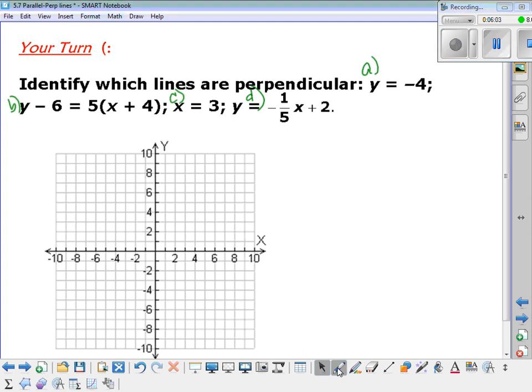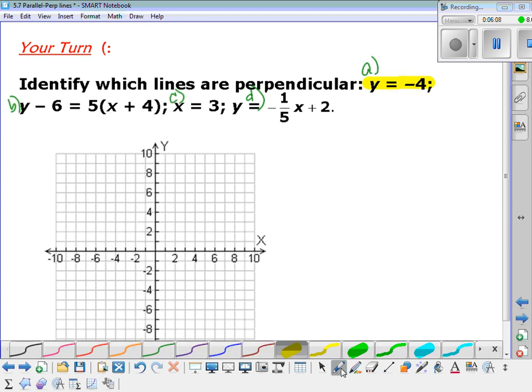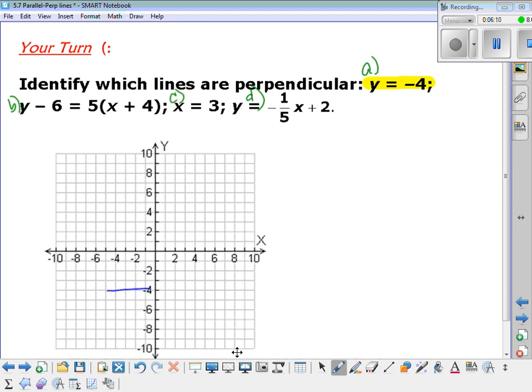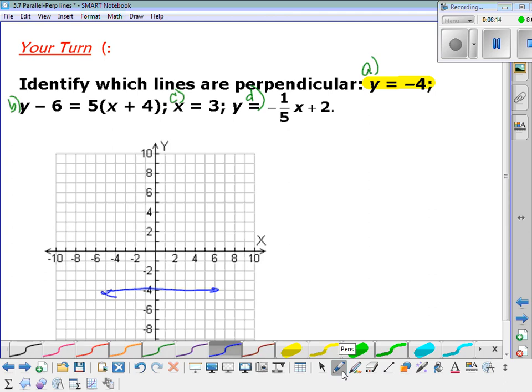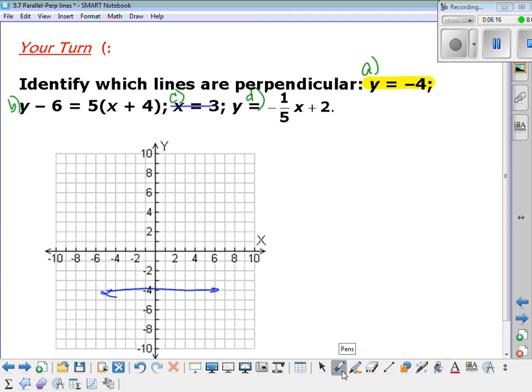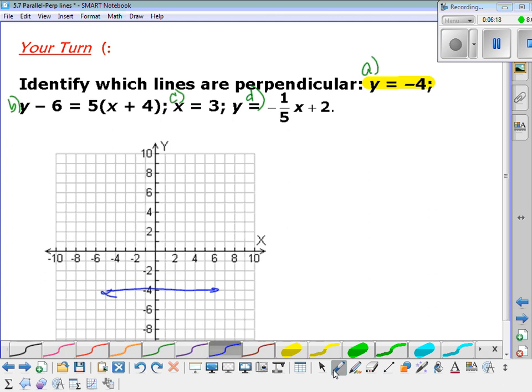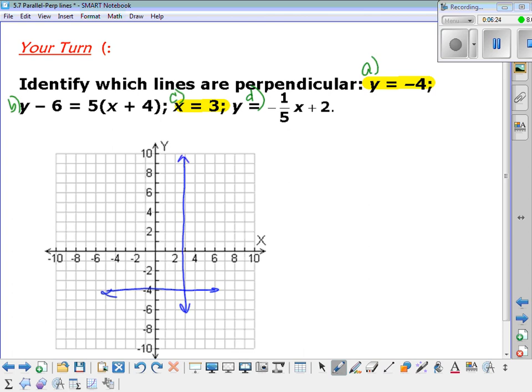Okay, so if you look at line A, we have y equals negative 4. So y equals negative 4 is down here. And then if you look at line C, x equals 3. X equals 3. So that's this line here. Those are perpendicular to each other. So A is perpendicular to C.